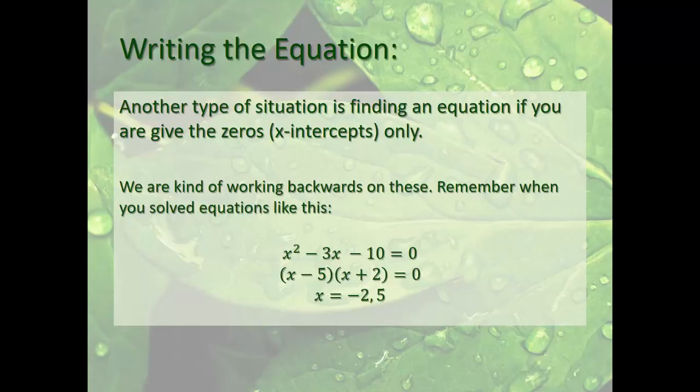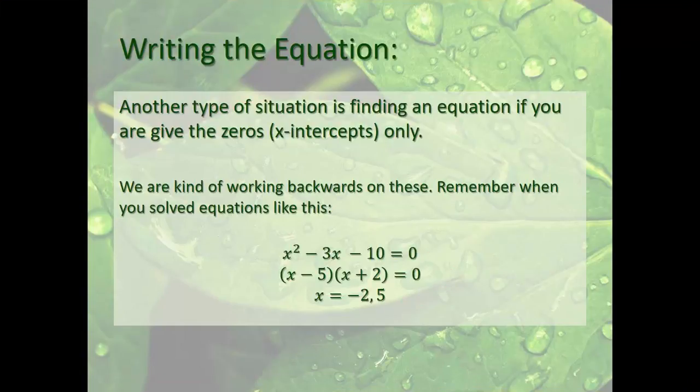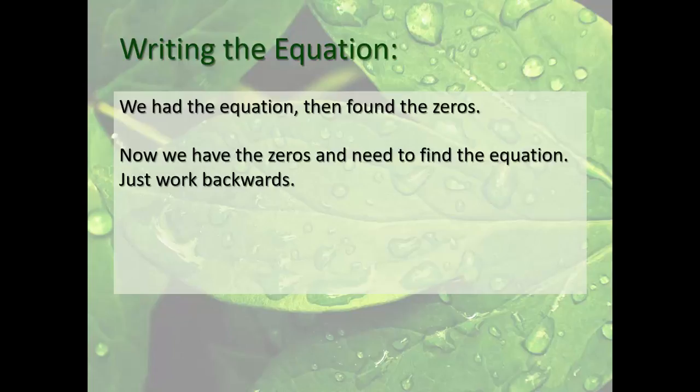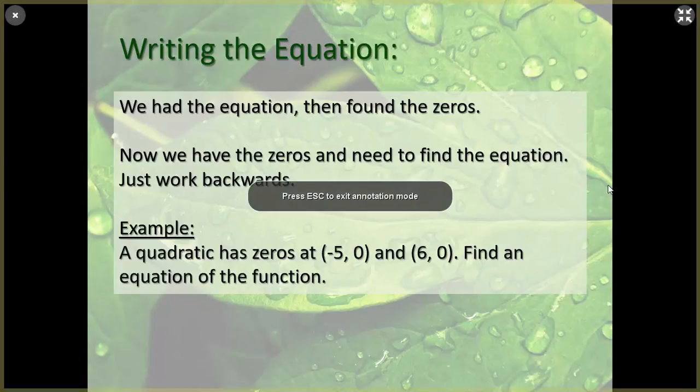And so putting this together, I want you to think back a little bit, back to the days when we had an equation like this and we had to solve it. First thing that we did was factor, and then we knew that each of those factors were actually zeros. So now instead of getting the equation and finding the zeros, we are going to get the zeros and find the equation. So we're going to start by plugging those two into parentheses and multiplying it out. So let's say that we know that we have zeros at negative 5 and 6, and we need to find an equation for that function.